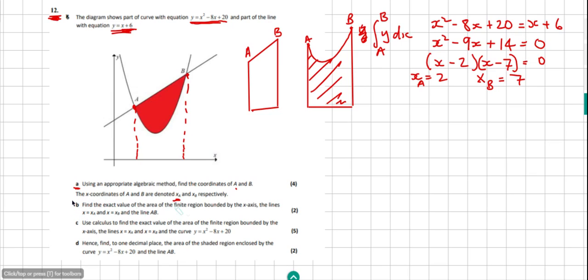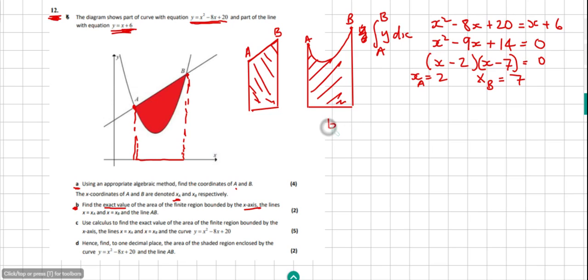And for part B, this is going to ask us to find the area of the trapezium. So we're looking for the exact value of the area of the finite region bounded by the x-axis, so the horizontal axis here. The lines x equals xa, so this dotted line, and x equals xb, this other dotted line, and also the line AB. So this is the straight line at the top. So it's the area of this trapezium.